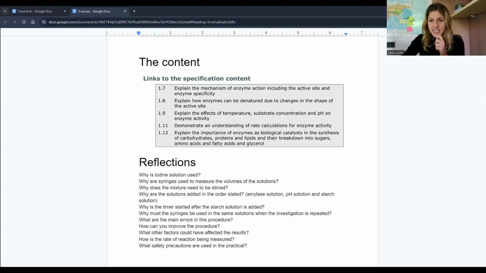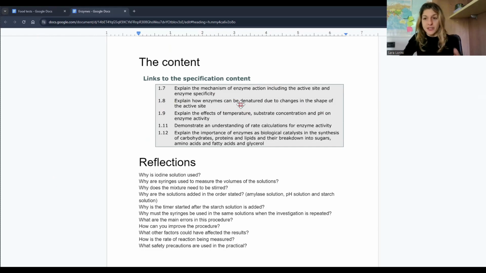Okay, you may have studied it as different models, the induced fit model or the lock and key, but just be able to describe it, and this fact that it's complementary is always very important. Substrate and active site are the keywords. Second point, explain how enzymes can be denatured due to changes in the shape of the active site. Once again, think about how you can say this in a few marks. Very important, okay? Because you need to use the correct wording.